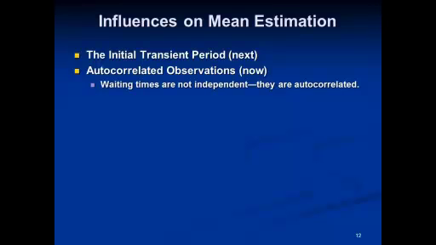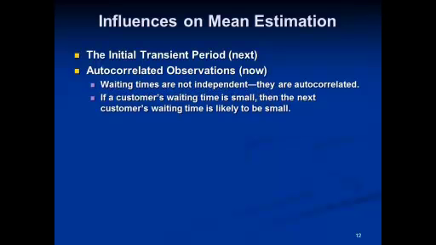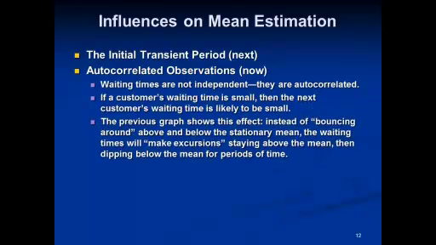What happens, and I alluded to this, is that the waiting times are not independent. They're autocorrelated in this simulation. In other words, if a customer's waiting time is small, then the next customer's waiting time is small. And if a customer's waiting time is long, then that affects the waiting time of the subsequent customers being long as well. The previous graph shows this effect.